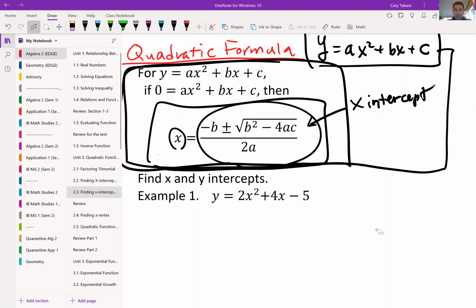You guys okay? Does anybody need more time to copy down the quadratic formula? Okay. I'll give you a minute or so and we'll get started on example number 1.